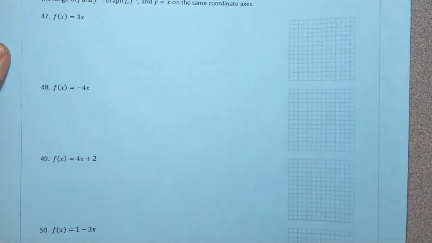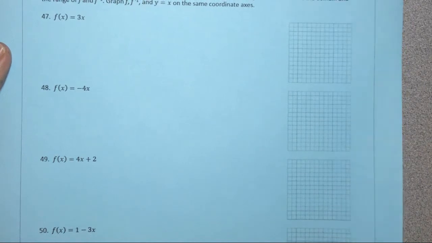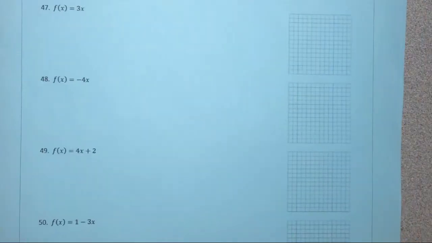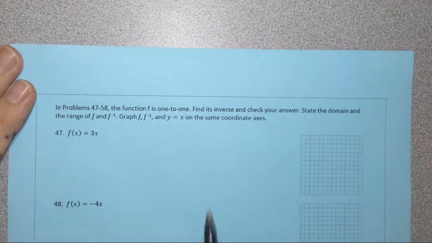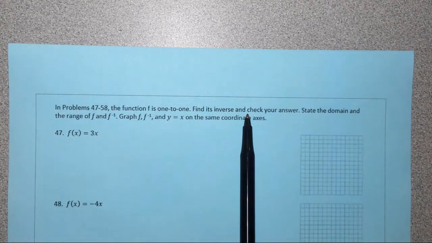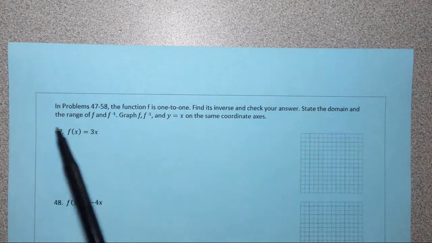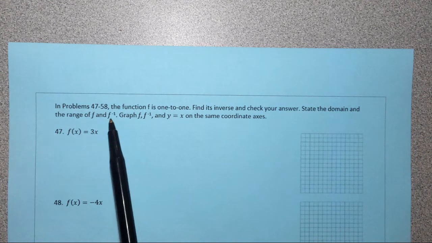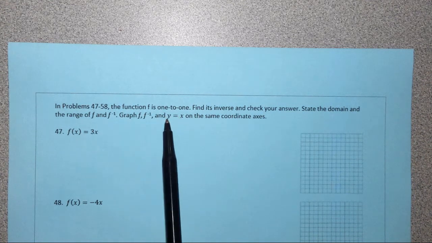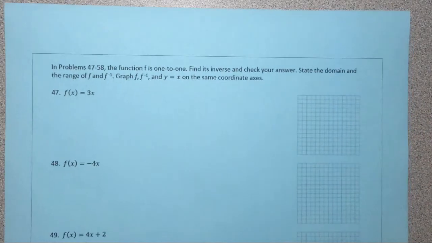On 47 through 55, the directions say, find its inverse and check your answer. State the domain and range of f and the inverse. Graph f and the inverse, and y equals x on the same coordinate grid.